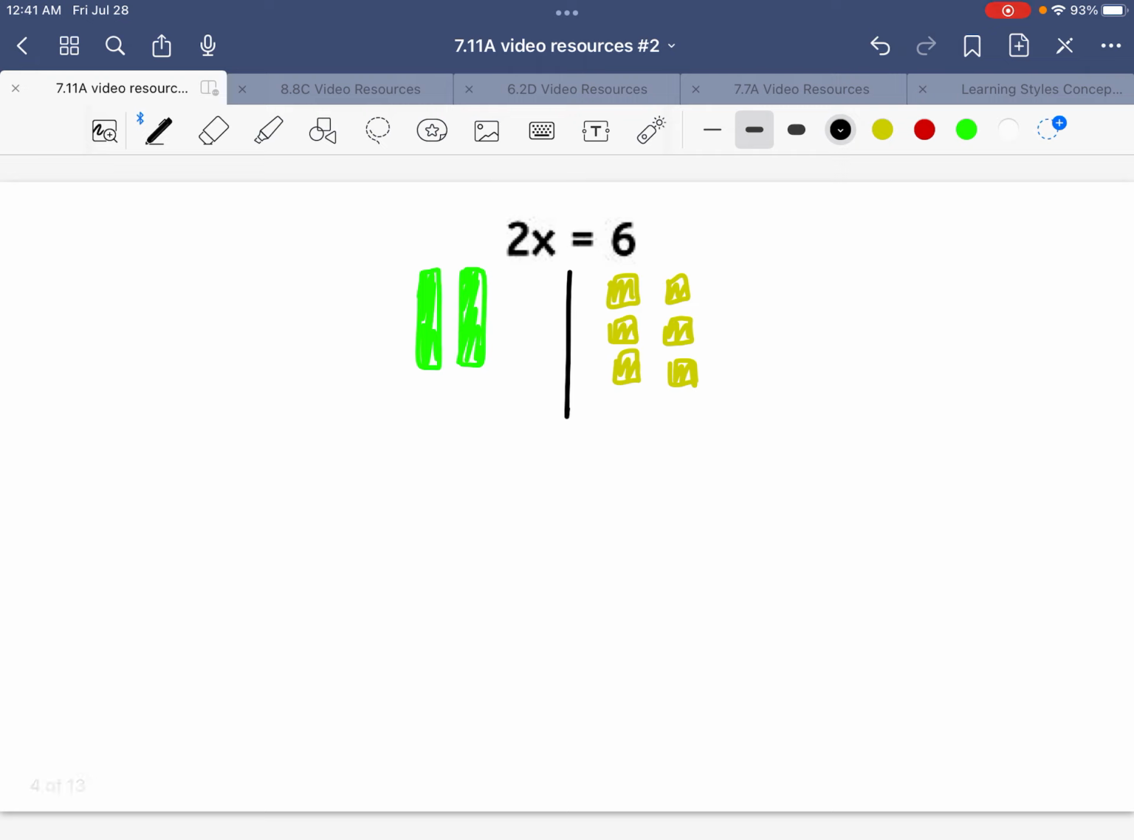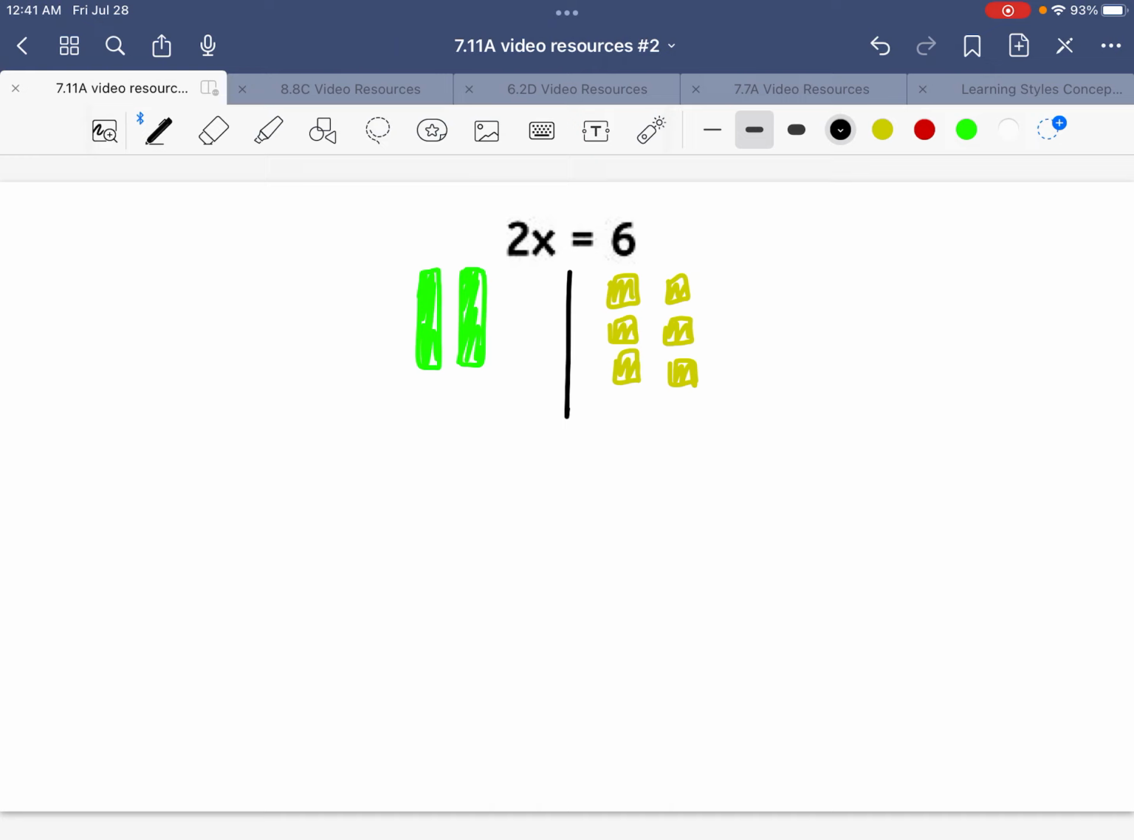So this one looks a little different. So notice now we have a coefficient, or a number, in front of our variable. So we have 2 x's, which is equal to 6 positives. I don't have any 0 pairs I can make, but what I notice is that I have 6 positive units on that right-hand side, which I can share equally with the 2 x's.